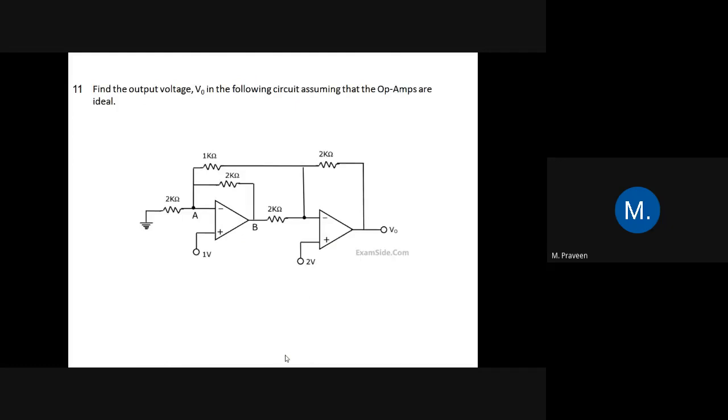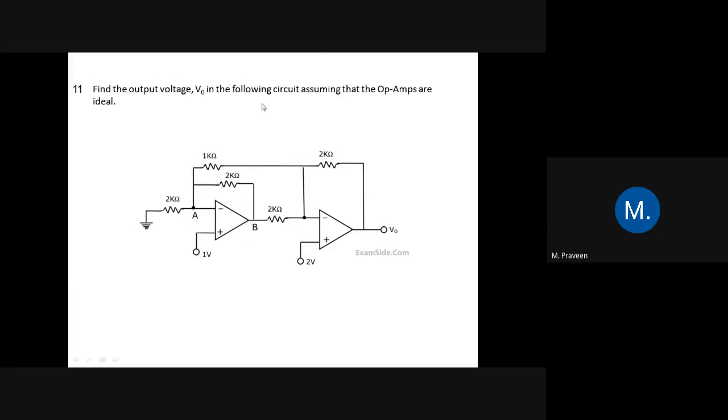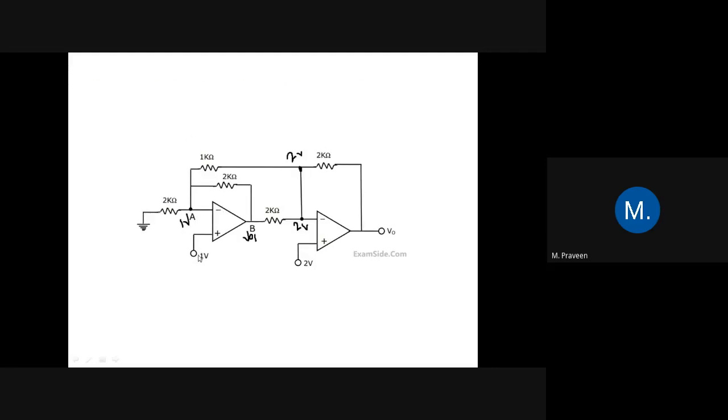Let's see the last question. Find the output voltage V naught in the following circuit, assuming that op-amps are ideal. So we have to find what is V naught. To find V naught, first we have to find what happens to the voltage here. Here the op-amp is an ideal op-amp. Therefore, if here it is 1 volt, here also it is going to be 1 volt.